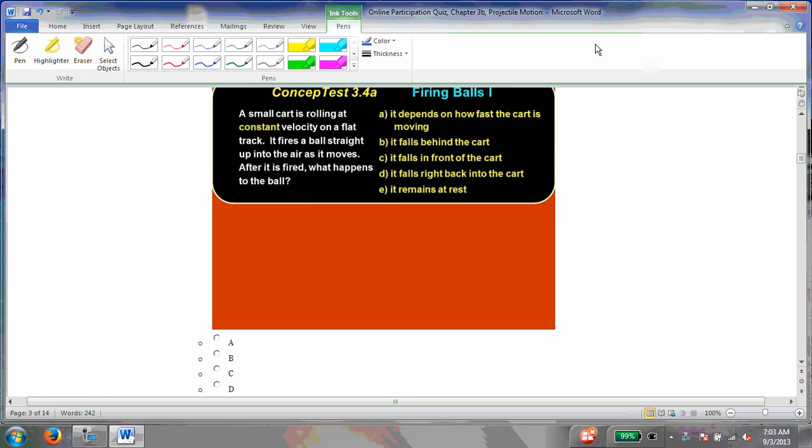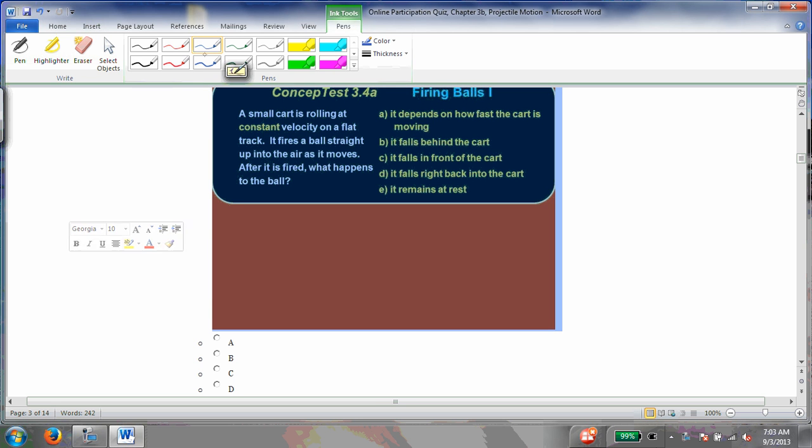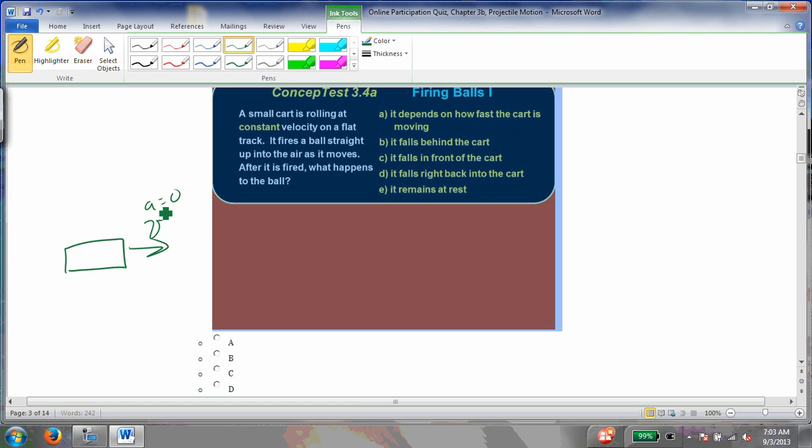All right, well, continuing on with quiz chapter 3B on projectile motion vectors. I have a small cart rolling at a constant velocity on a track. So I have this cart traveling at a constant velocity in this direction. That is, the acceleration is equal to 0.